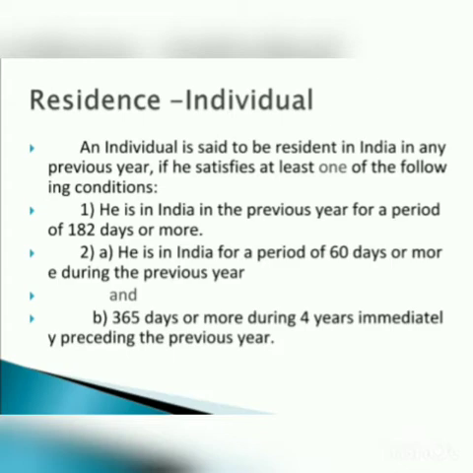Second condition: he is in India for a period of 60 days or more during the previous year and 365 days or more during the 4 years immediately preceding the previous year. Means in the current previous year he should have stayed for 60 days, and leaving the current previous year, in the 4 previous years he should have stayed for a period of 365 days.